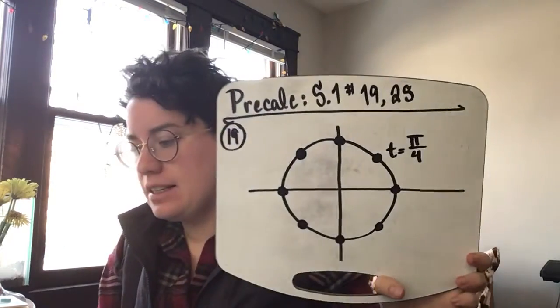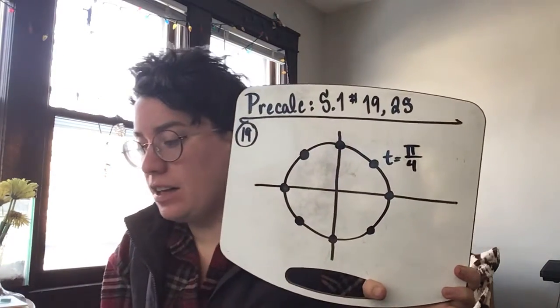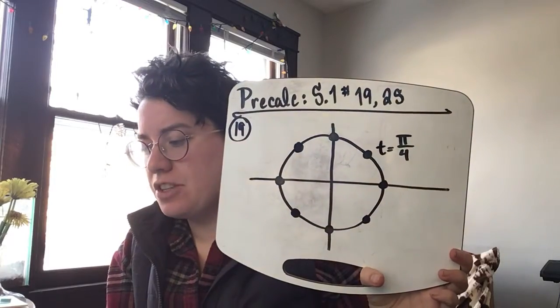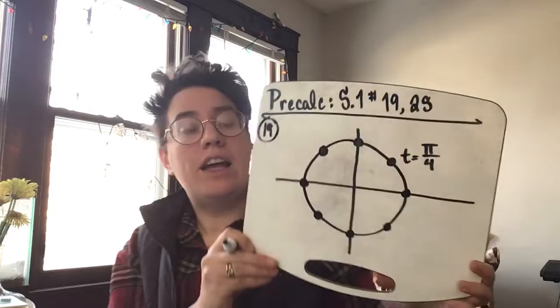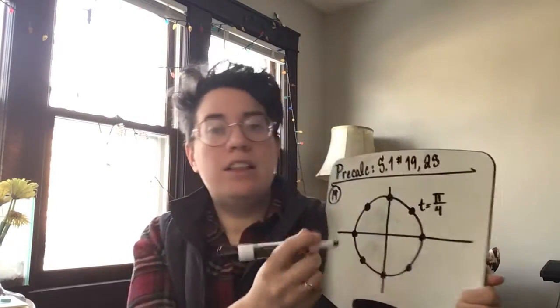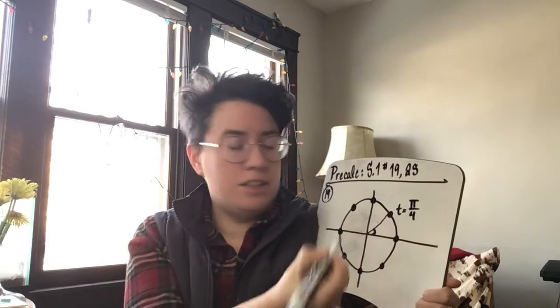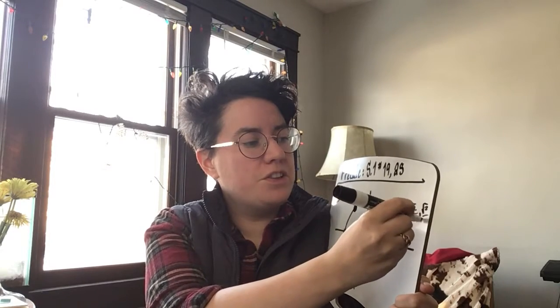So 19 says find the value t, so the angle measure, and the terminal point for each point on the figure. In exercise 19, t increases by increments of pi over 4. And so they even labeled the first one. Here's the t value, pi over 4, which means that that's what this angle is. And they tell you the ordered pair, which is root 2 over 2, root 2 over 2.